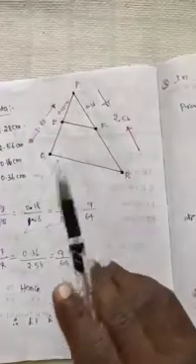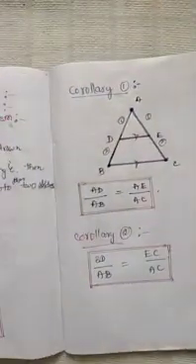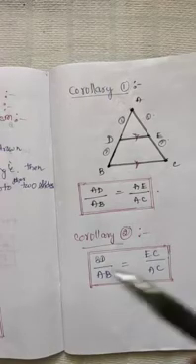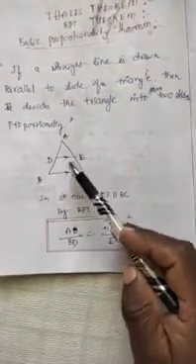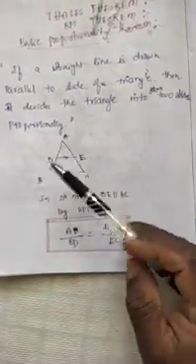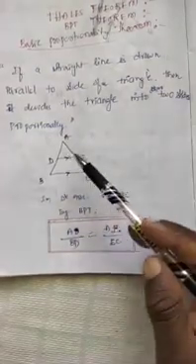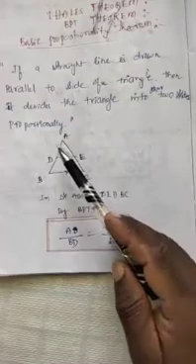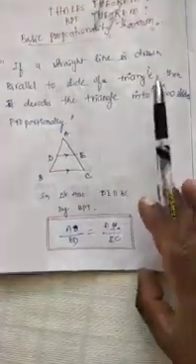In the previous session we were discussing Corollary 1 and Corollary 2 under the basic proportionality theorem. This is the basic proportionality theorem. Here DE is parallel to BC, and if a straight line is parallel to a side of a triangle, then it divides the other two sides proportionally. That is AD by BD equals AE by EC. This is known as the basic proportionality theorem.